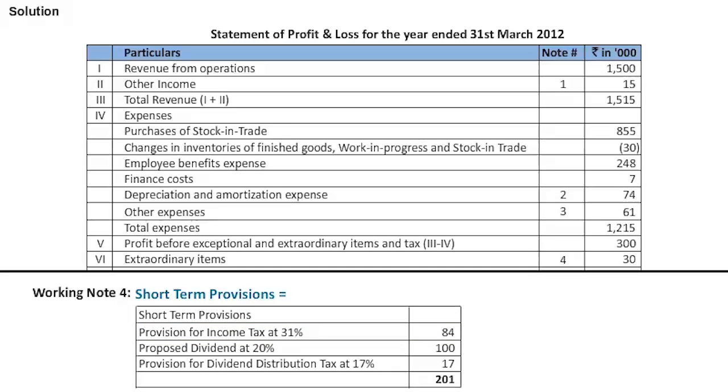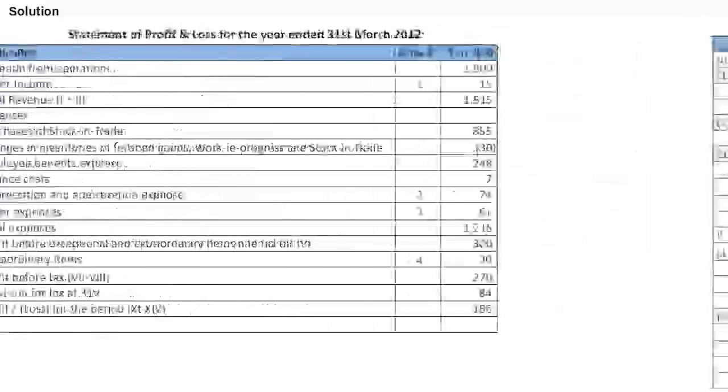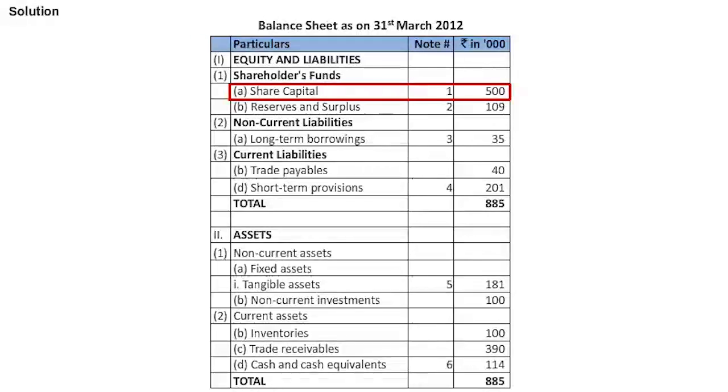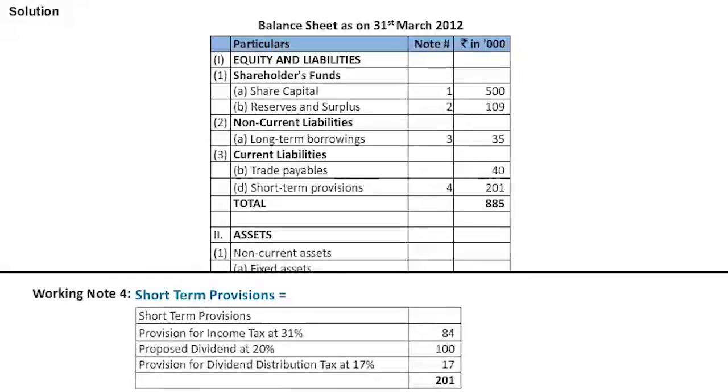Then they are saying that after this tax provision is done, now you will calculate the dividend. Now the dividend is 20% of your share capital. Your share capital is 500. So 20% of that is 100 rupees. That is your proposed dividend. Proposed dividend obviously will be from your profit. So in your balance sheet, reserves and surplus, 100 will be deducted from your profit and loss balance, and that will get added to your short-term provisions, proposed dividend.